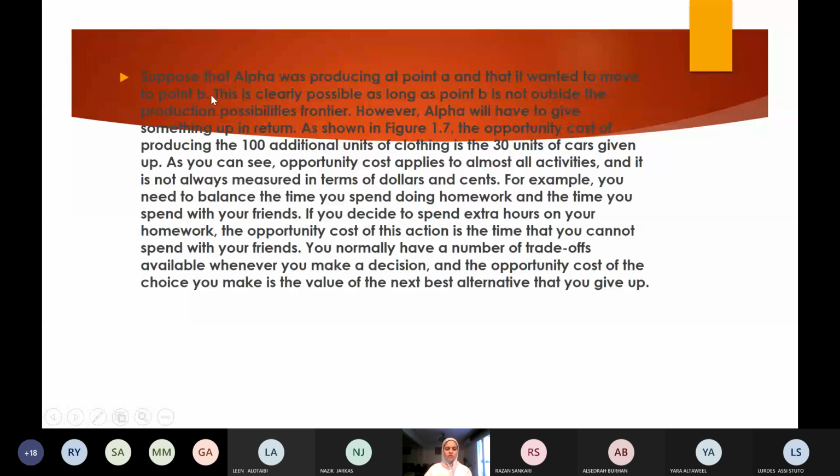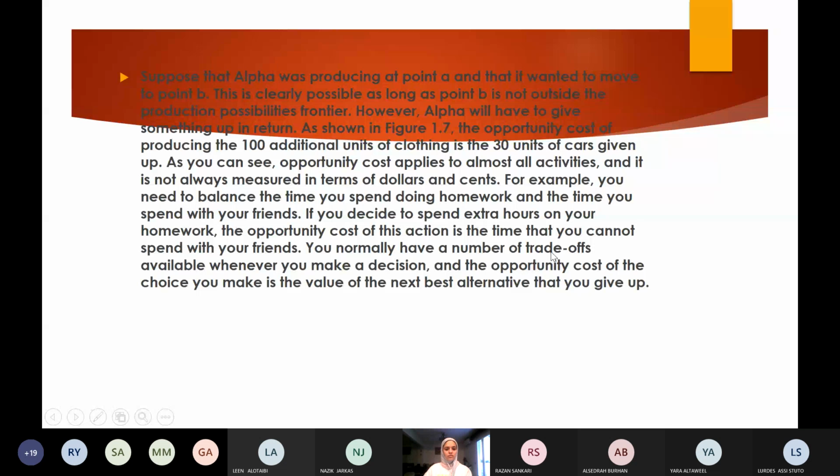Can you see this one? What if the company produces, and then it wants to move to point B? It is the same idea. If you want to increase one unit of something, you take less of the other thing. So normally, these are trade-offs.